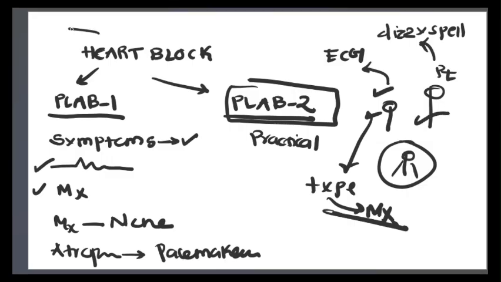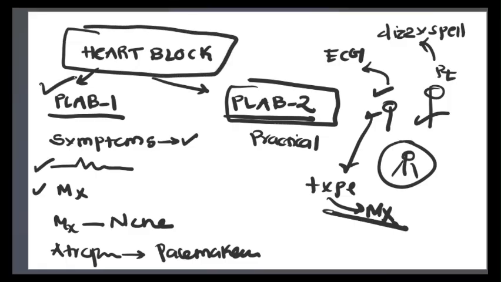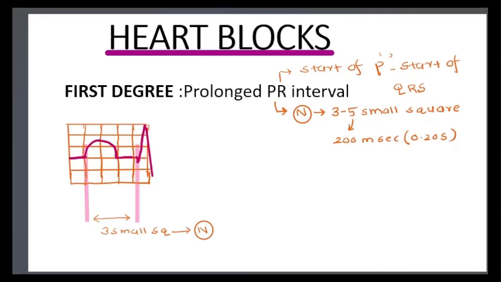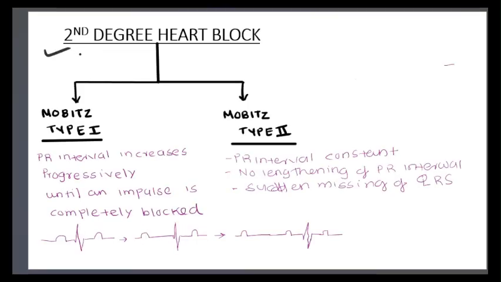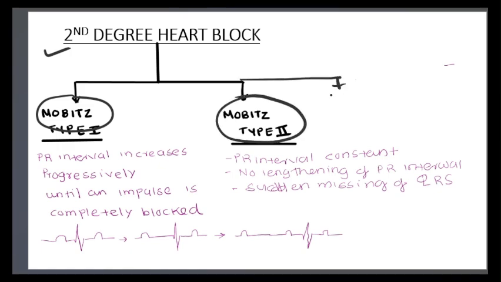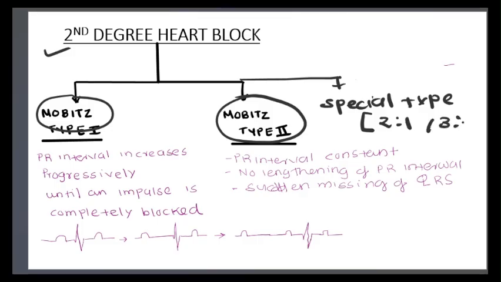Okay, so heart block is important in terms of PLAB1 as well as PLAB2. When it comes to heart block, we have first degree heart block, and we have second degree heart block. In second degree heart block, we have Mobitz type 1 and Mobitz type 2, and there is a special type as well, called high grade heart block, which includes 2 to 1 block or 3 to 1 block. For the purpose of the exam, you have Mobitz type 1 and Mobitz type 2 in second degree heart block, but there is a special type as well.